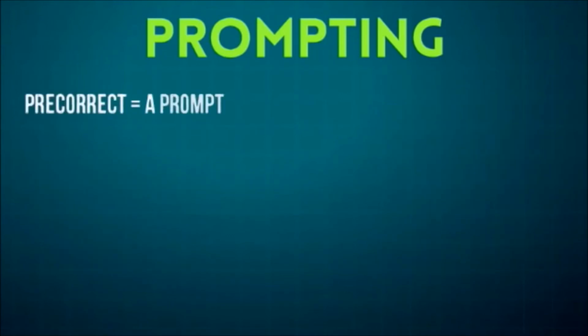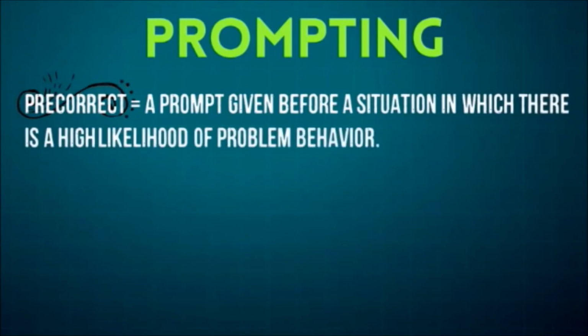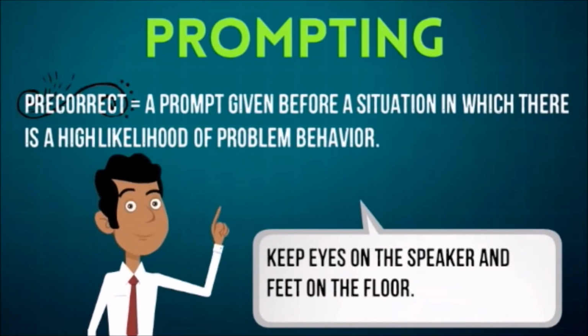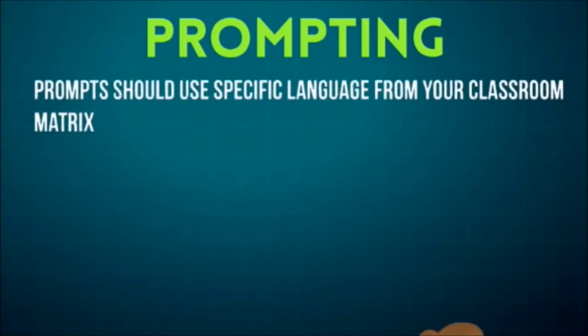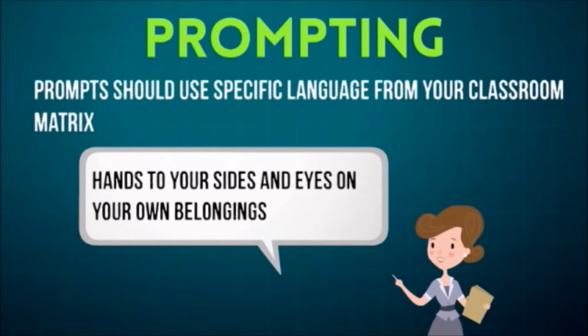A pre-correct is a fancy kind of prompt that we use in a situation where there's a high likelihood of problem behavior. For instance, if our students have struggled at assemblies before, while we're on our way to the assembly, you would say, remember what it looks like to be respectful during an assembly, eyes on the speaker and feet on the floor. That would be an example of a pre-correct. Prompts should use specific language from your matrix. For example, as students are lining up, you say, remember what it looks like to be safe while you're lining up, hands at your sides and eyes on your own belongings.